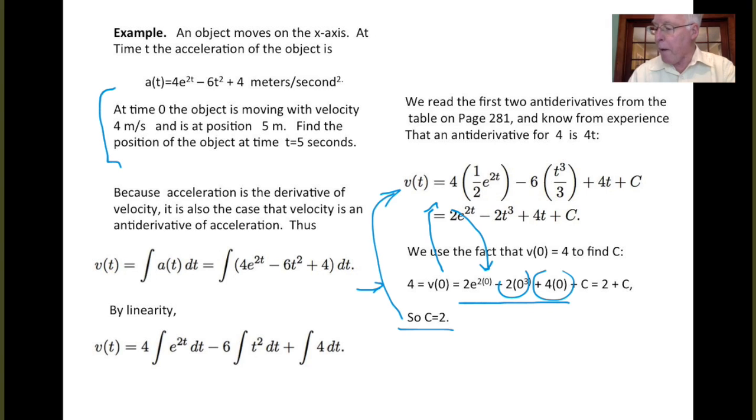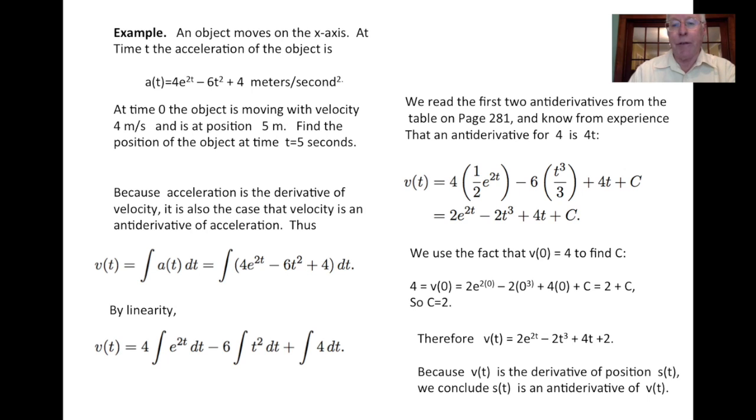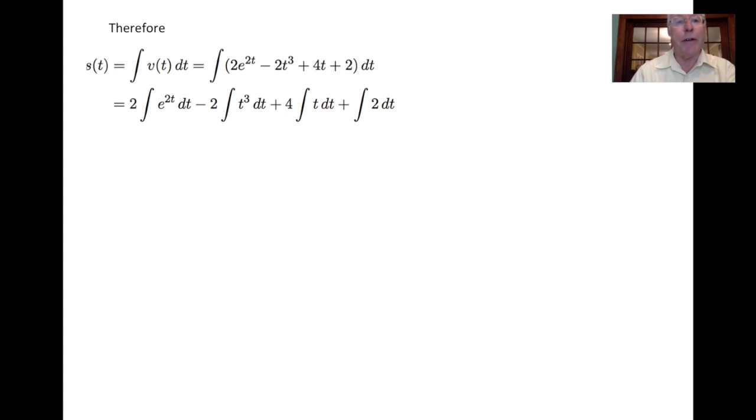With that, we can then go back up and update what we know about the velocity formula. And see velocity is given by 2e to the t minus 2t cubed plus 4t and now plus 2 because we know c is 2. So this tells us the velocity of the object at any given time. Now from velocity we move back to position. Because v of t is the derivative of position, s of t, we conclude s of t is an antiderivative of v of t. So that's on the next slide.